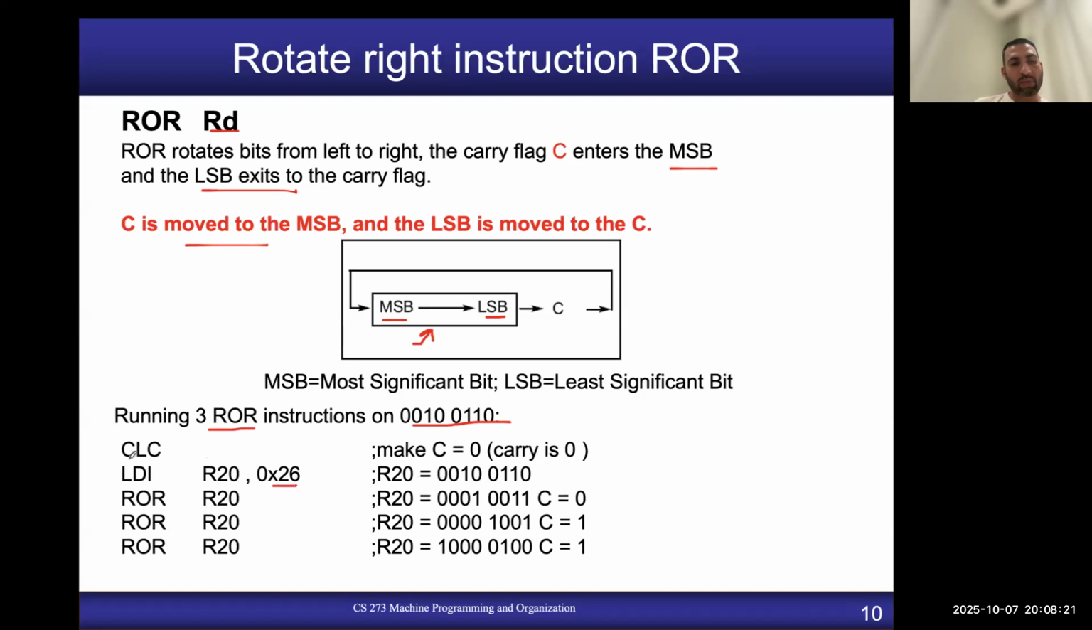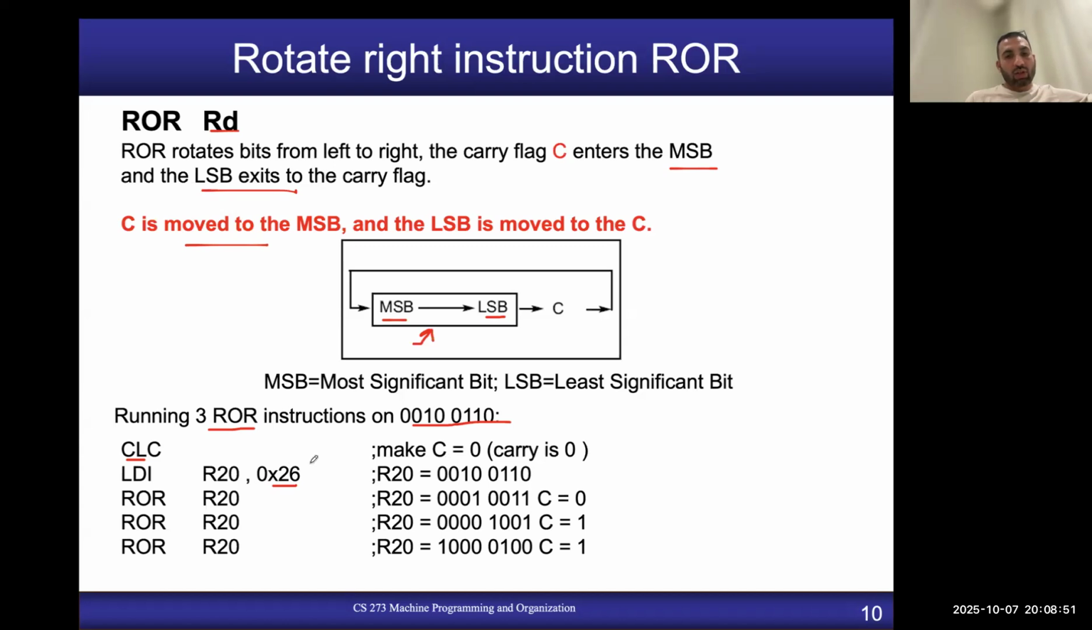So what we are doing is initially clearing the carry, right? Why are we clearing the carry? Because if the carry initially had a 1, that 1 would be moved into the most significant bit position. Whatever value you previously had in carry will be moved after the first rotate into the most significant bit position of the register. So we are clearing it to be sure what value we have in the carry flag.